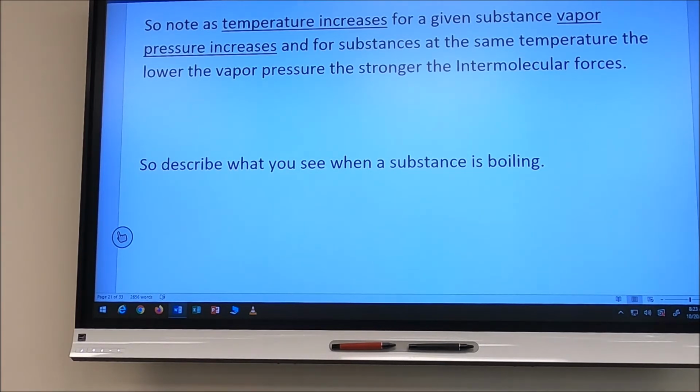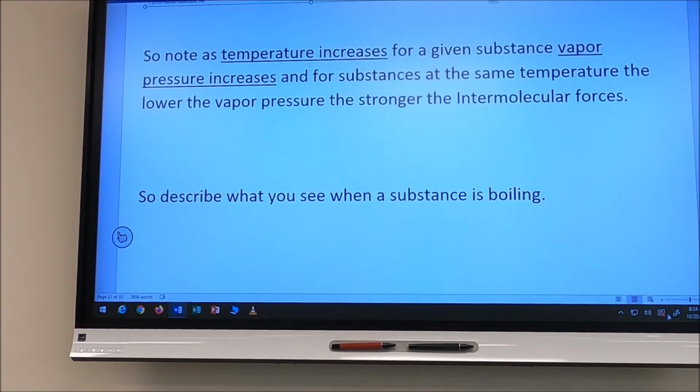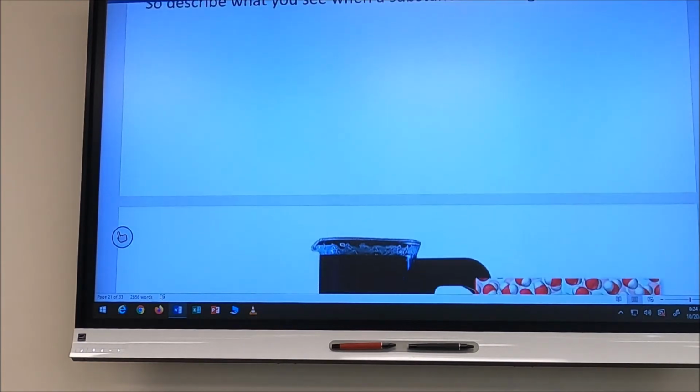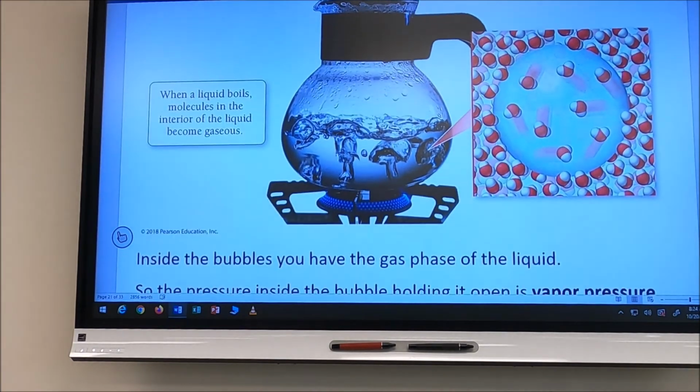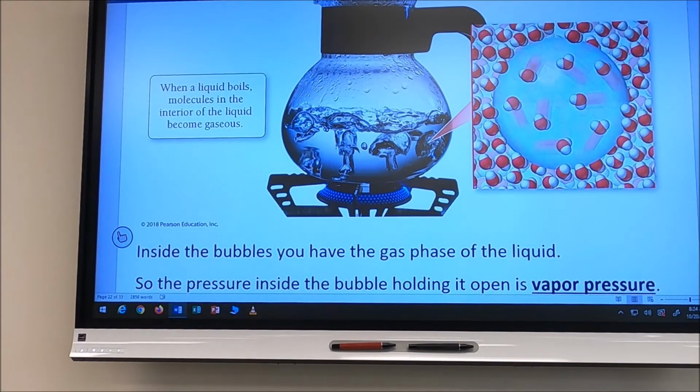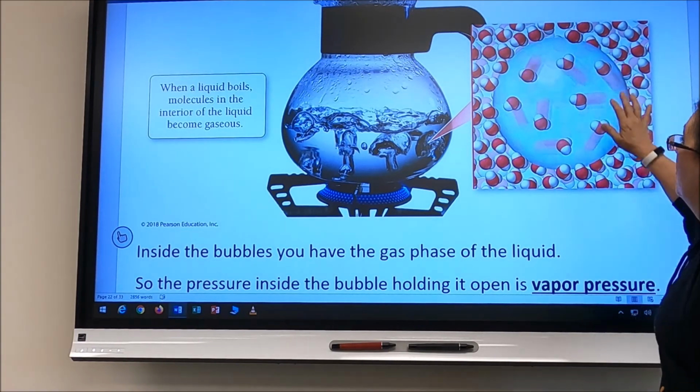So let's talk about boiling. Now, how would you describe boiling? Think about it for a second. If we were in the classroom, I'd make everybody describe it for me. Okay? If we think about boiling, boiling is when a bubble forms in the body of the liquid and then rises to the top. And then releases.